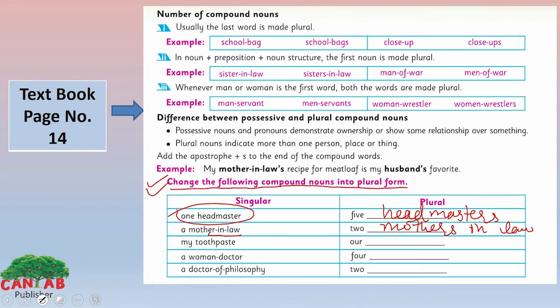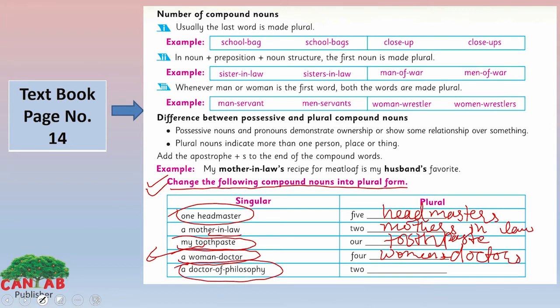Look at the third one, my toothpaste. Here, the toothpaste is an irregular noun. It doesn't have any plural form, so it will go as the same. Our toothpaste. A women doctor, yes, we have discussed it. We will change it. The women spelling here, and we'll add s in the doctors to make it plural. For women doctors.